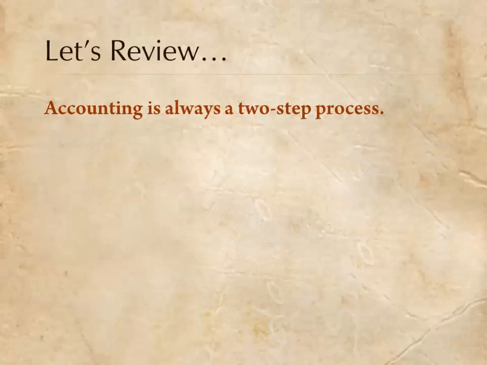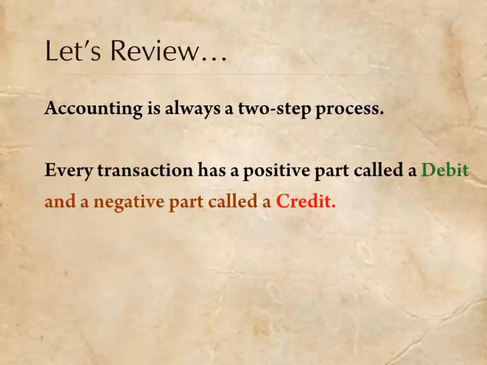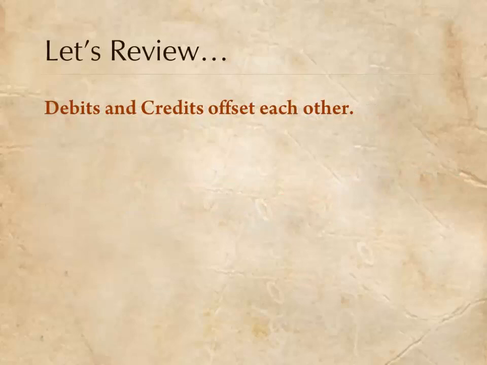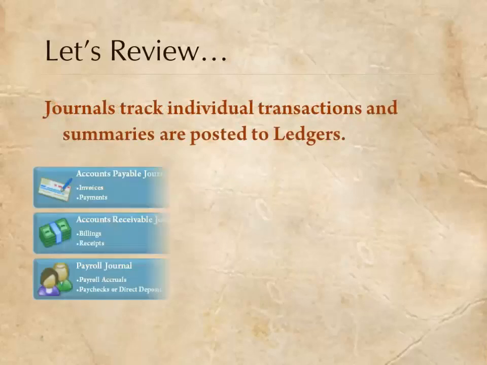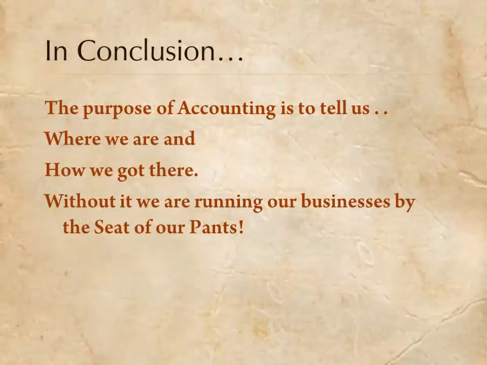Accounting is always a two-step process. Every transaction has a positive part called a debit and a negative part called a credit. Debits and credits offset each other. Journals track individual transactions, and summaries of the journals are posted into ledgers. The purpose of accounting is to tell us where we are and how we got there. Without accounting, we are running our business by the seat of our pants.